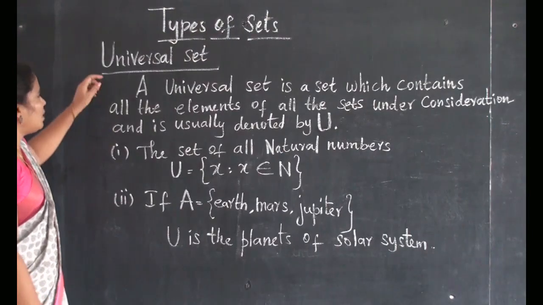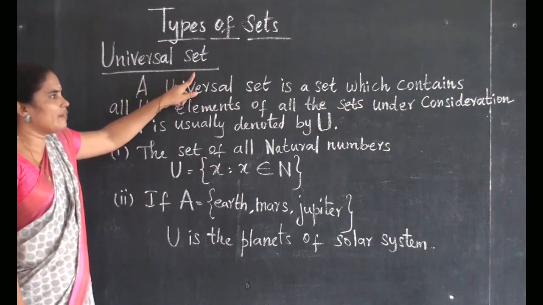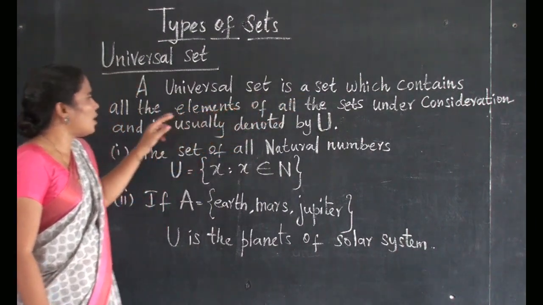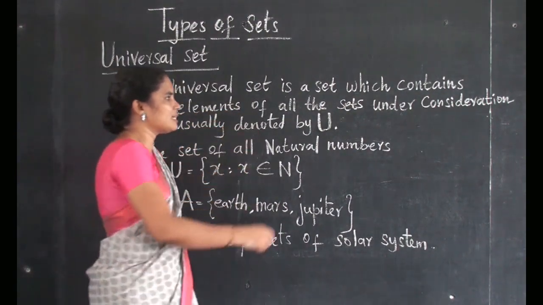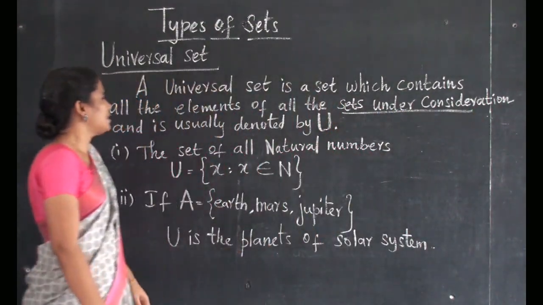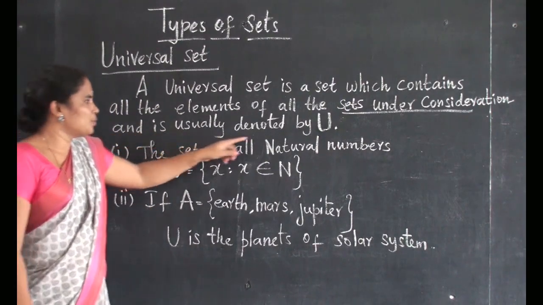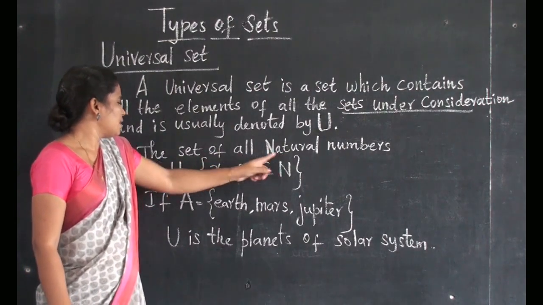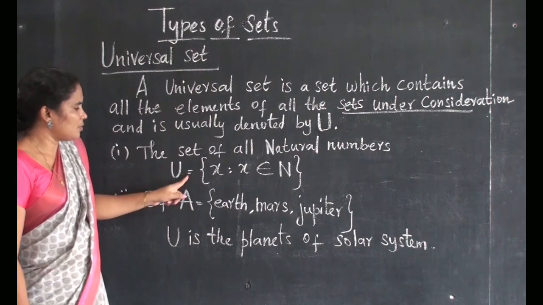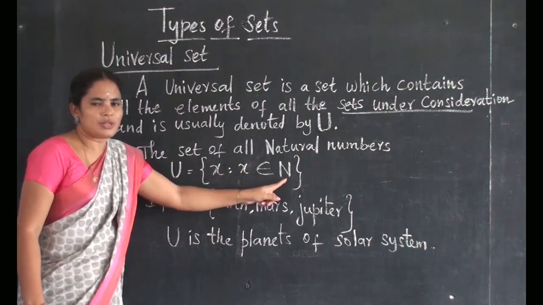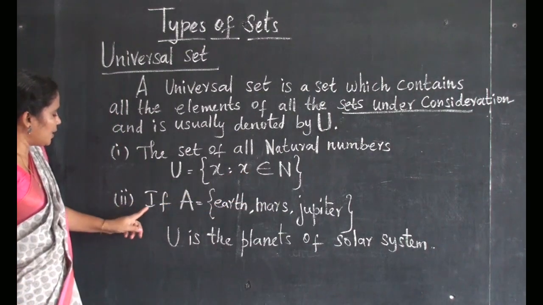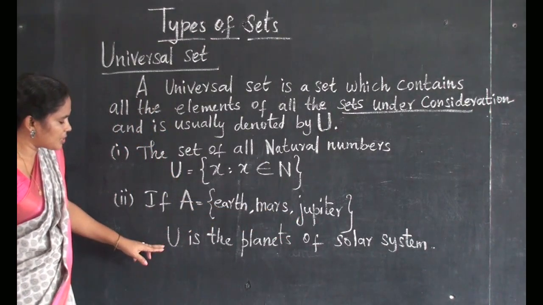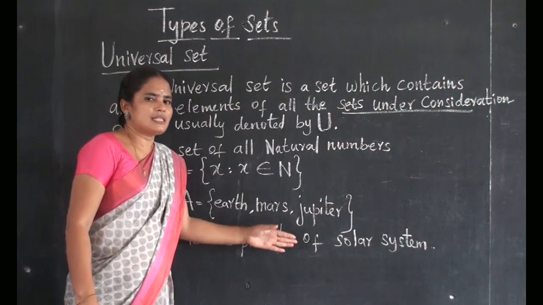Okay. Now let us move on to the universal set. Already we have learned this in 8th standard, isn't it? A universal set is a set which contains all the elements of all the sets under consideration. We have to consider all the sets, and it is usually denoted by U. In the first condition, the set of all natural numbers: U = {x such that x belongs to natural numbers}. And the second one, if A = {Earth, Mars, Jupiter}, then under universal set consideration, U is the planets of the solar system.